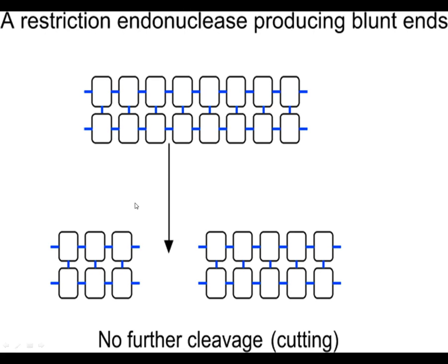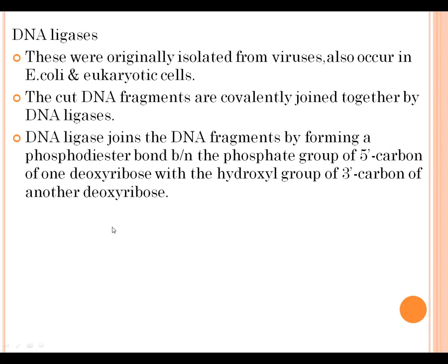Restriction endonucleases produce blunt ends and sticky ends. DNA ligase attaches the two molecules. These were originally isolated from viruses and also occur in E. coli and eukaryotes. The cut DNA fragments are covalently joined together by DNA ligase. DNA ligase joins the DNA fragments by forming a phosphodiester bond between the phosphate group on the 5' carbon of one deoxyribose and the hydroxyl group on the 3' carbon of another deoxyribose.